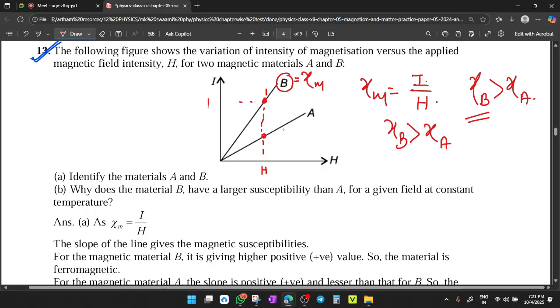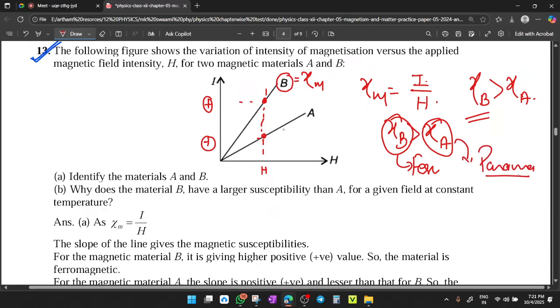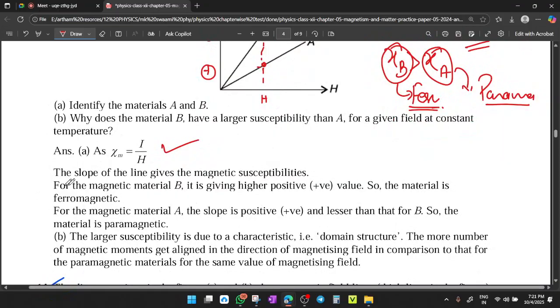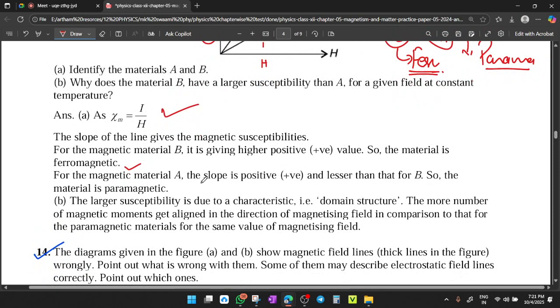You see, this also has a positive value. So what should this be said to be? Ferromagnetic, and this should be paramagnetic. So the answer: chi m equals I by H. The slope of the line gives the magnetic susceptibility for material B. It gives a higher positive value, so the material should be ferromagnetic. For material A, the slope is positive but lesser than that of B, so the material is paramagnetic.